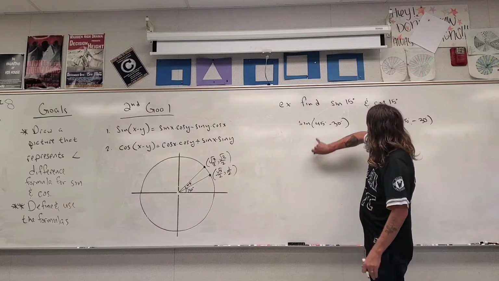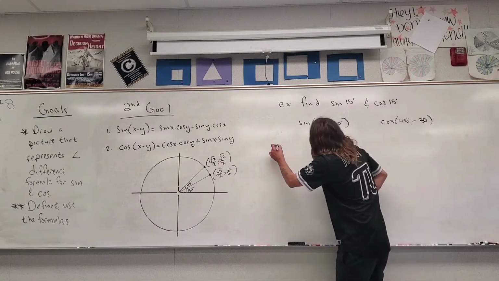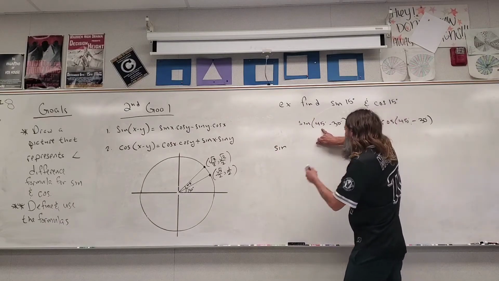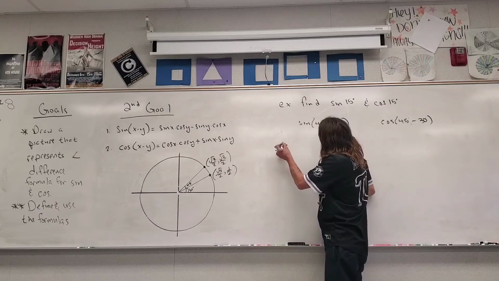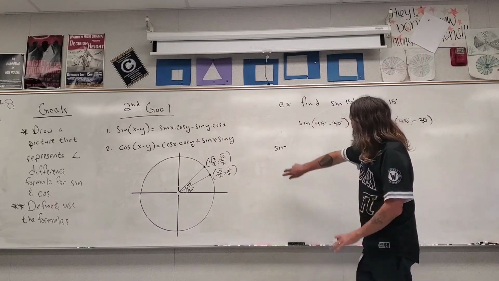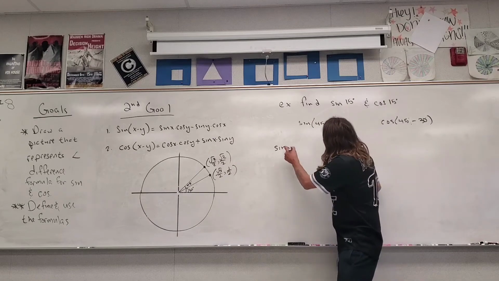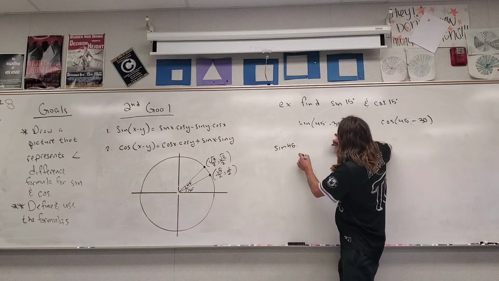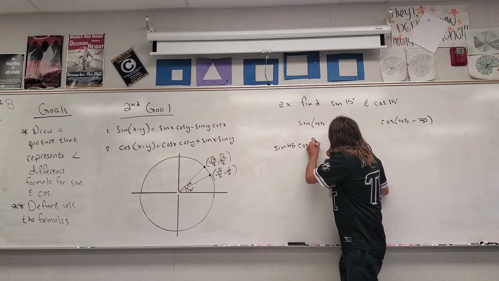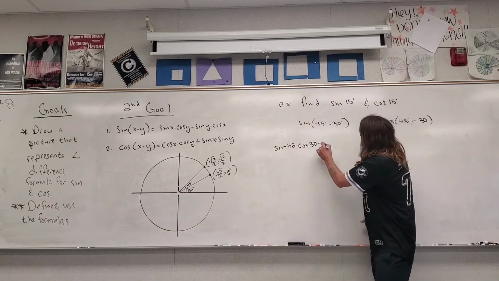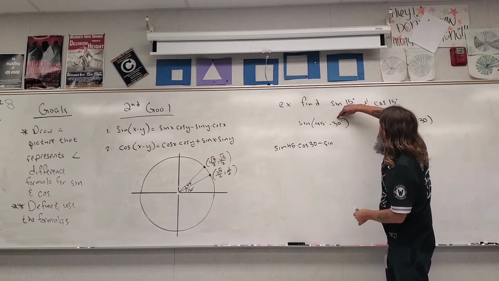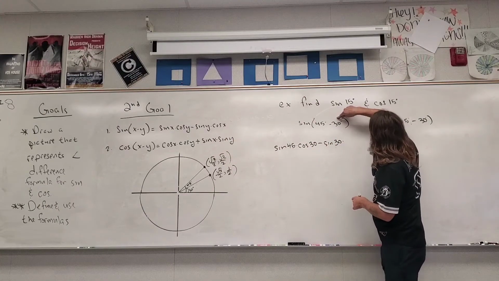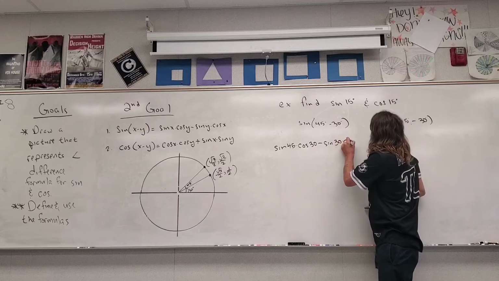So sine of 45 minus 30 becomes sine of the first angle, which is 45. I'm sorry, let me take a step back. Let me plug this in. So I get sine of 45 degrees times cosine of 30 degrees. And I'm going to subtract the sine of 30 degrees, the second angle, and I'm going to multiply that by cosine of the first angle.